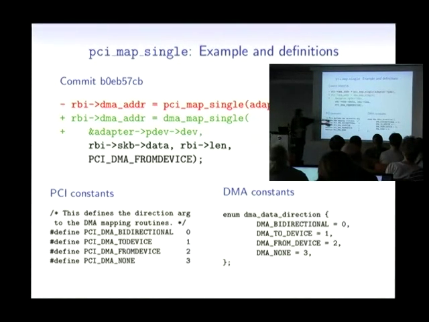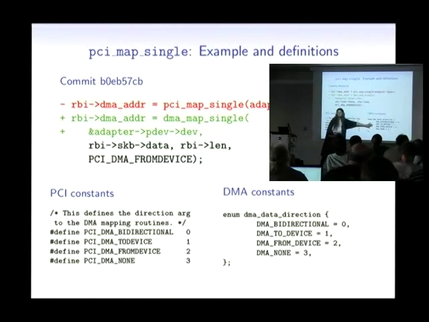Here we see the different constants. You can see all the constants. They all have almost the same names, but not really. And they have the same values. And these are defined with hash define, and these are defined with an enum type.